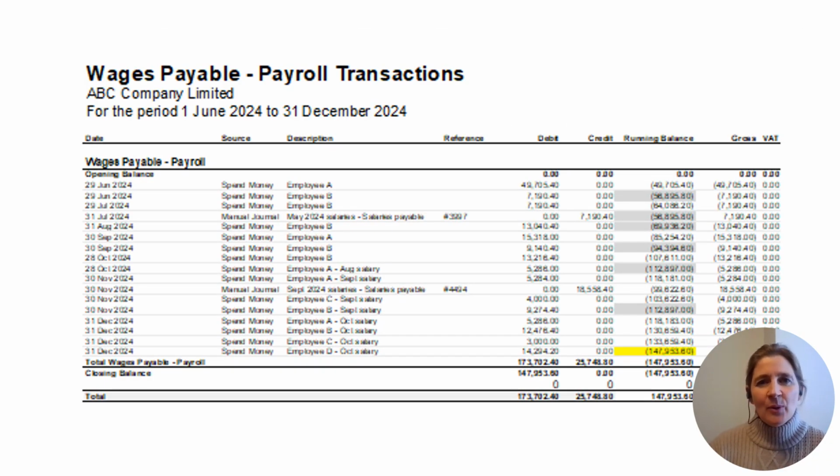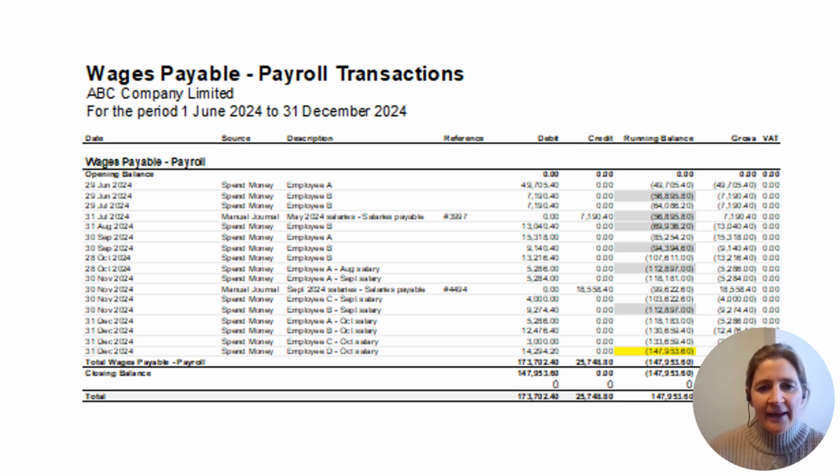So here's an example where you've requested, let's say for the last 6 months, the account transactions for the wages payable account. And here you can see that each month, where I've got it highlighted in grey, this should be at the end of each month. It should then be going down to zero, but you can see each month it's not going down to zero. So I can automatically see straight away that there is a problem with how the wages have been processed through the accounting system.